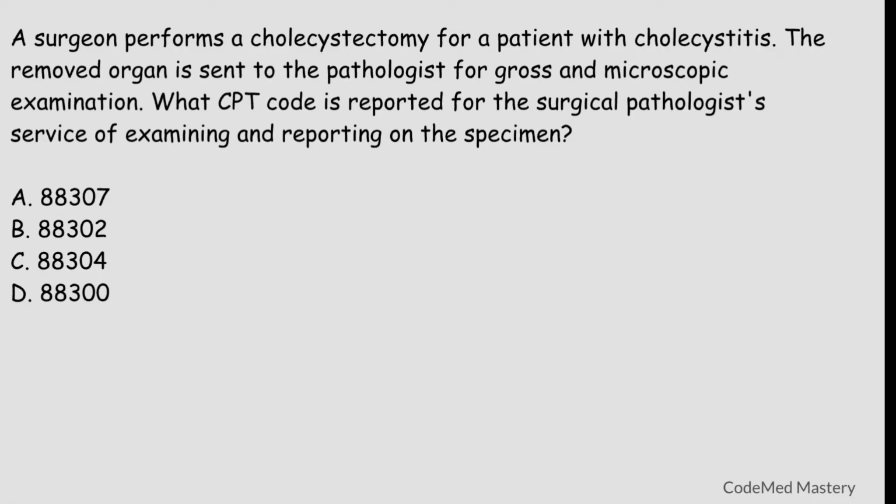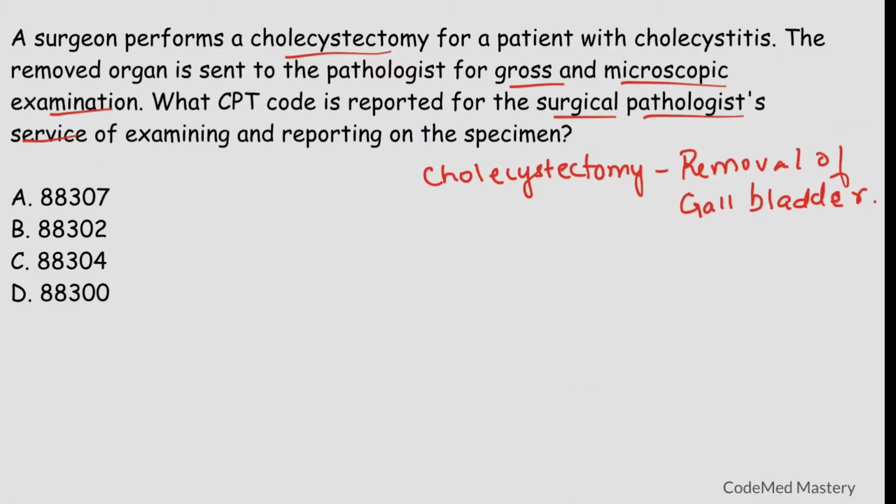So in this question, surgeon is performing cholecystectomy and the removed organ is sent to the pathologist for gross and microscopic examination. So they are asking which CPT code is reported for the surgical pathologist service. So what is cholecystectomy? It is removal of gallbladder. Let us look at the options.